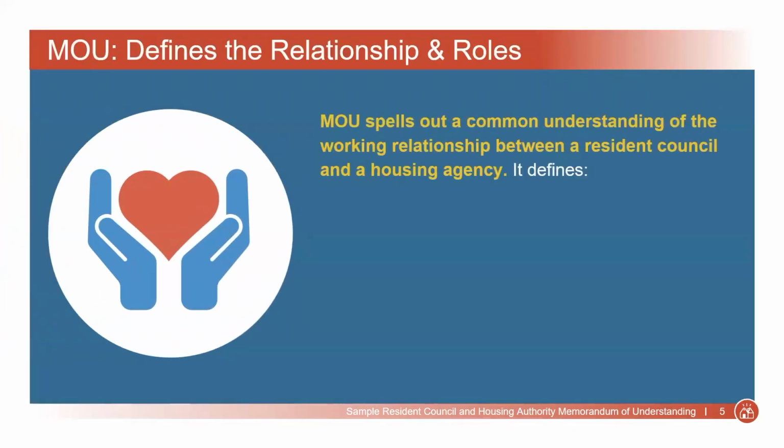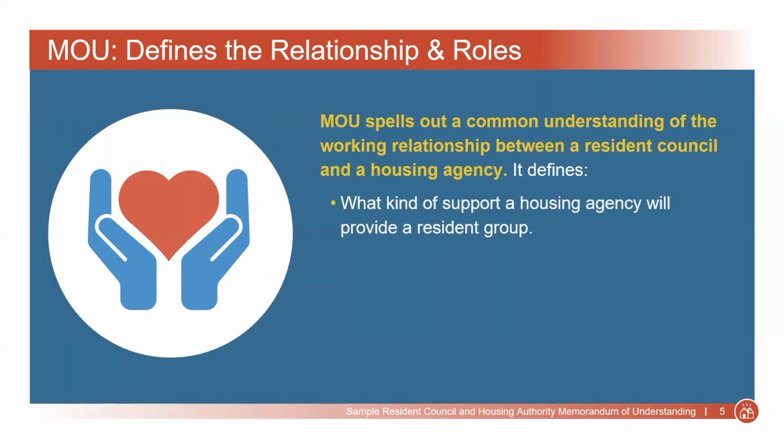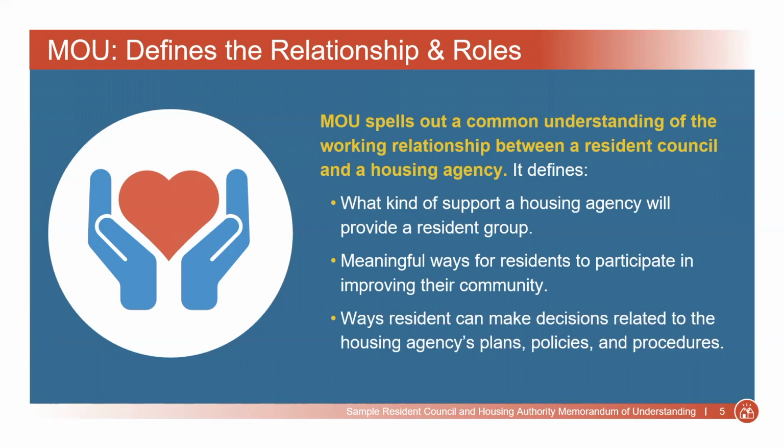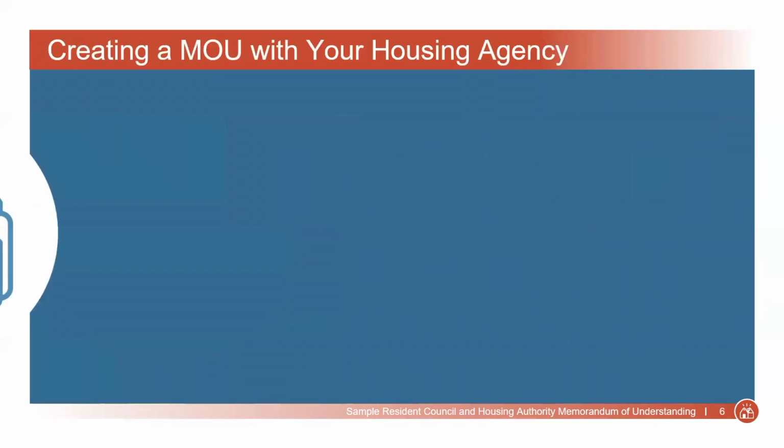An MOU spells out a common understanding of the working relationship between a resident council and a housing agency. It defines what kind of support a housing agency will provide a resident group, meaningful ways for residents to participate in improving their community, and ways residents can make decisions related to the housing agency's plans, policies, and procedures.